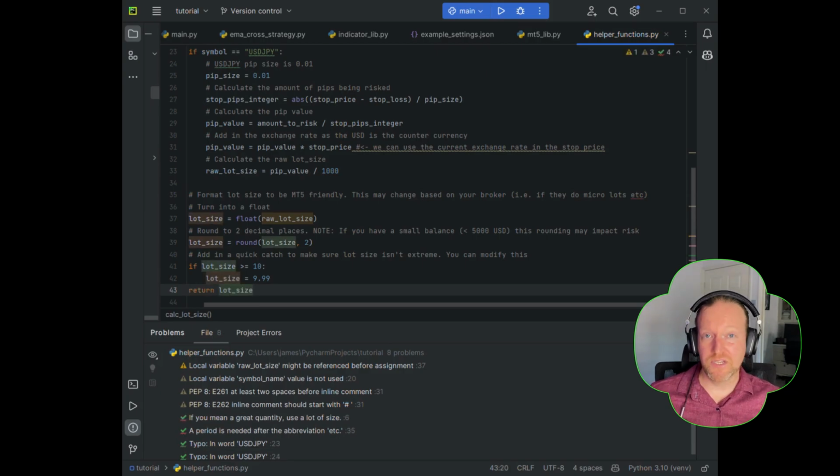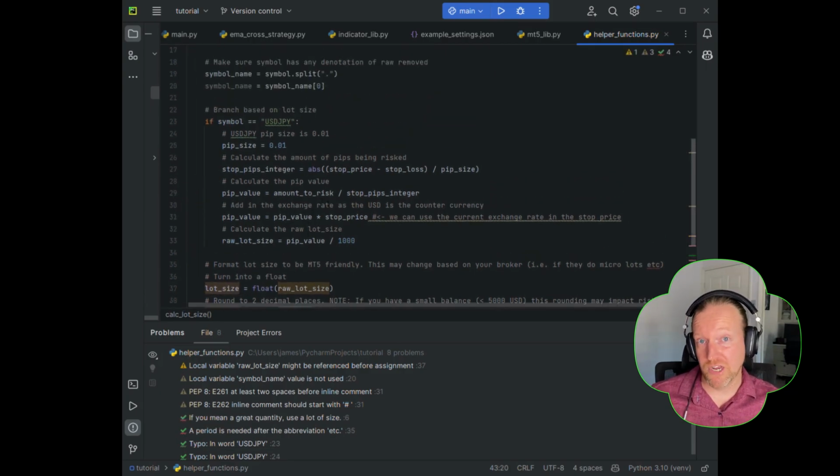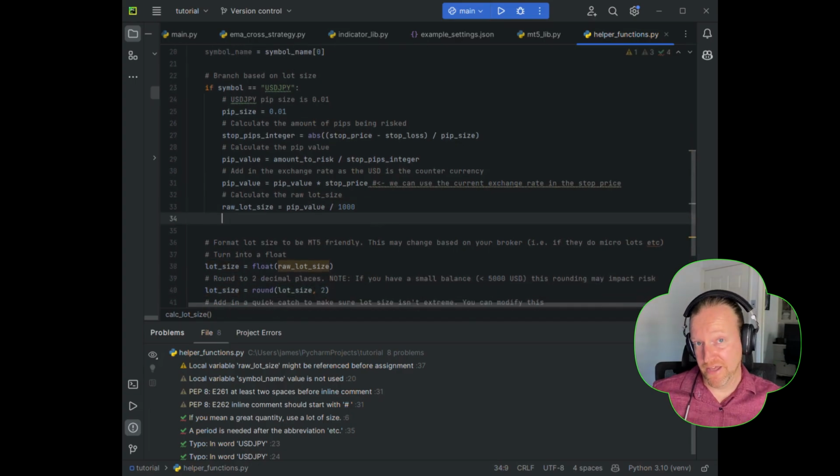Okay, now just at the end there, you saw me put in a quick little check if the lot size is greater than 10. That will happen if you're trading those really tight ranges, so you're just going to blow out your lot size, or if you're trading a very large amount of money.